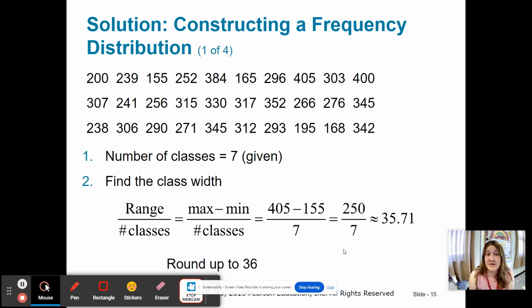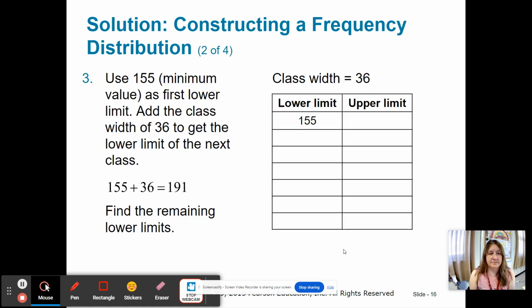You find the maximum and the minimum data value, 405 minus 155, and divide it by the number of classes. But the thing about it is we're always going to round up. If we round down, our classes won't include the maximum value in the data, so you have to round up. So 35.71 will round up to 36.